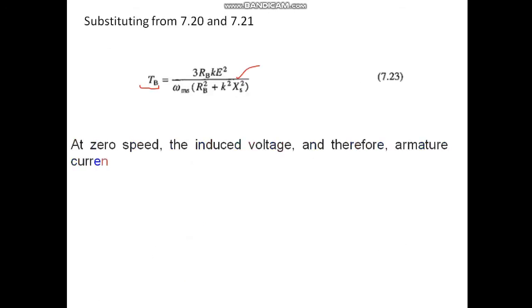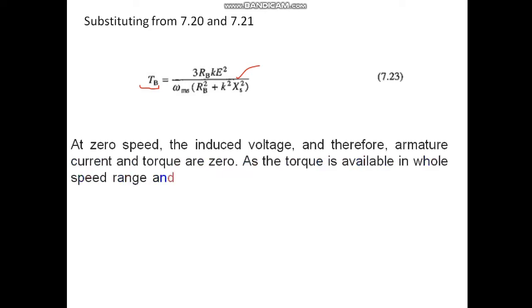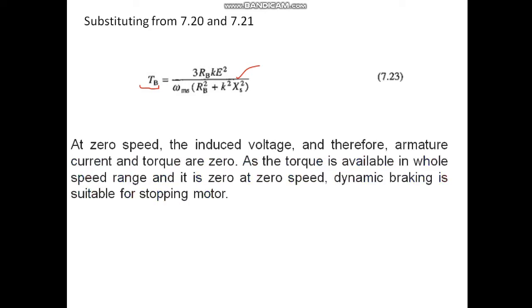However, at zero speed the induced voltage and therefore the armature current and torque are zero. As the torque is available in the whole speed range and it is zero at zero speed, dynamic braking is suitable for stopping the motor. So we started with regenerative braking. We came to know why regenerative braking is not suitable. Then we proved that dynamic braking is suitable.